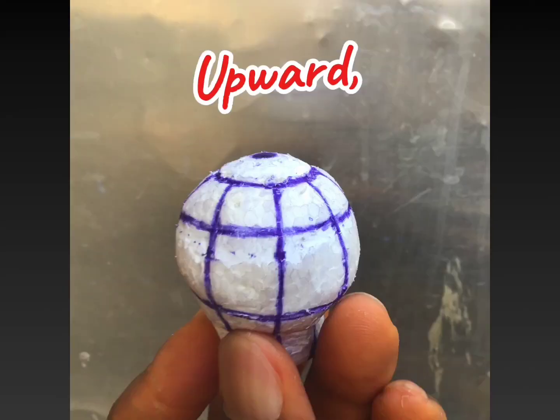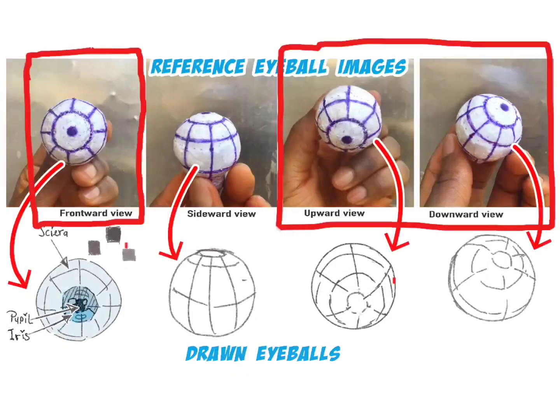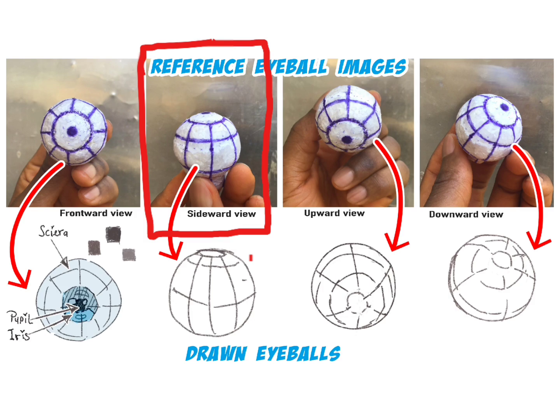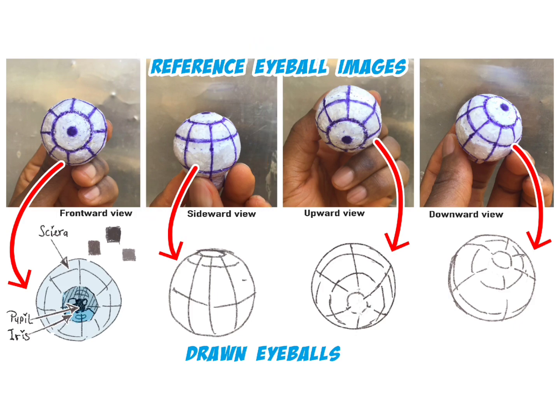For the frontal, upward, and downward view, this is the most straightforward perspective, where the eye is symmetrical and easily recognizable. Meanwhile, for the side view, drawing the eye from the side introduces foreshortening, which can create a more dynamic and realistic representation of the eyes.